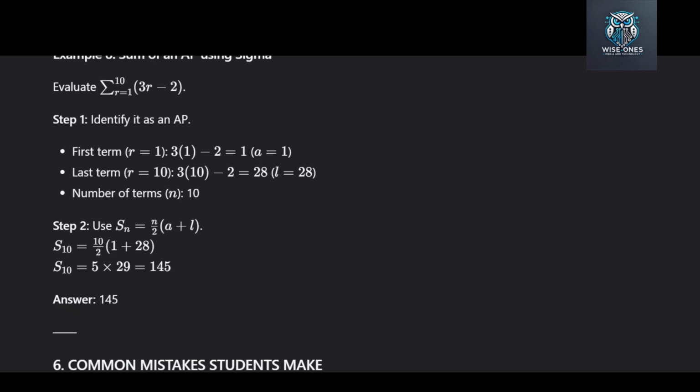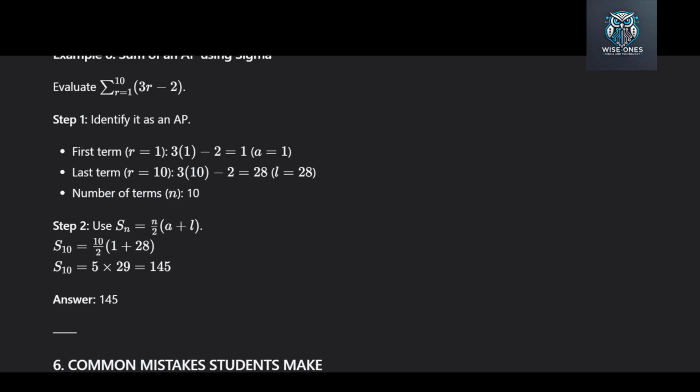Find the last term by putting r equals 10. 3 times 10 minus 2 equals 28. So L equals 28. The number of terms n is 10, because r goes from 1 to 10. Step 2, use the S sub n formula for AP. The formula is S sub n equals n over 2, multiplied by open bracket a plus L close bracket. Substitute the values. S sub 10 equals 10 over 2 multiplied by open bracket 1 plus 28 close bracket.